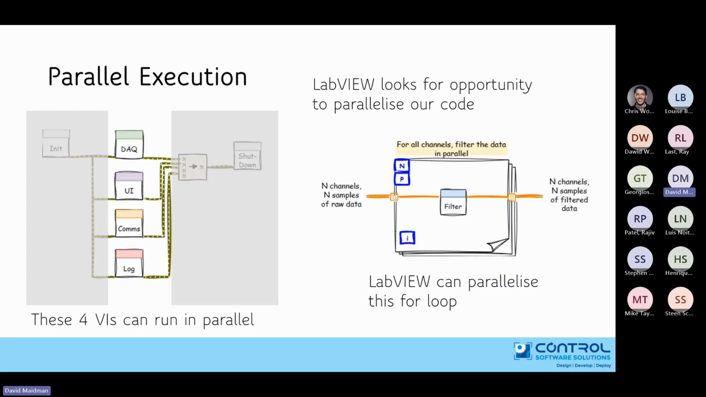So if we take a look at this, just to think about how LabVIEW can run stuff in parallel. Any of these four VIs can run in parallel. This loop can run in parallel. So we may be in a position where we have things that can be parallelized way beyond what the available threads for us to use are.